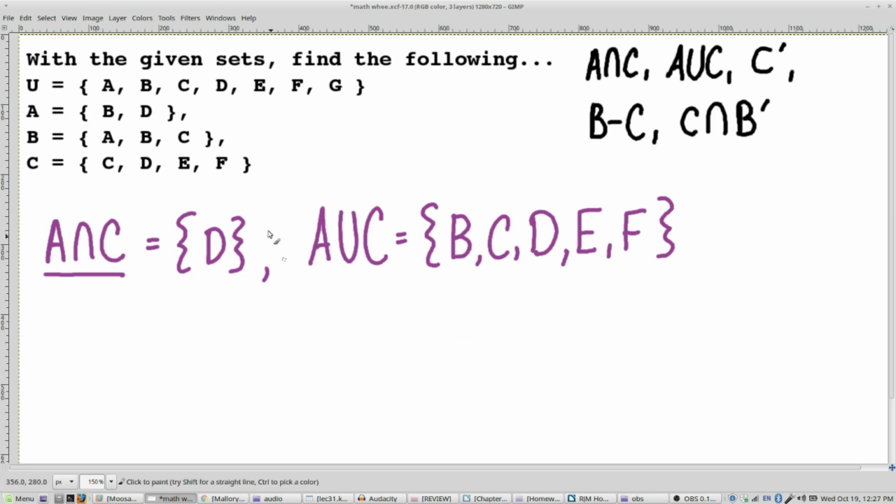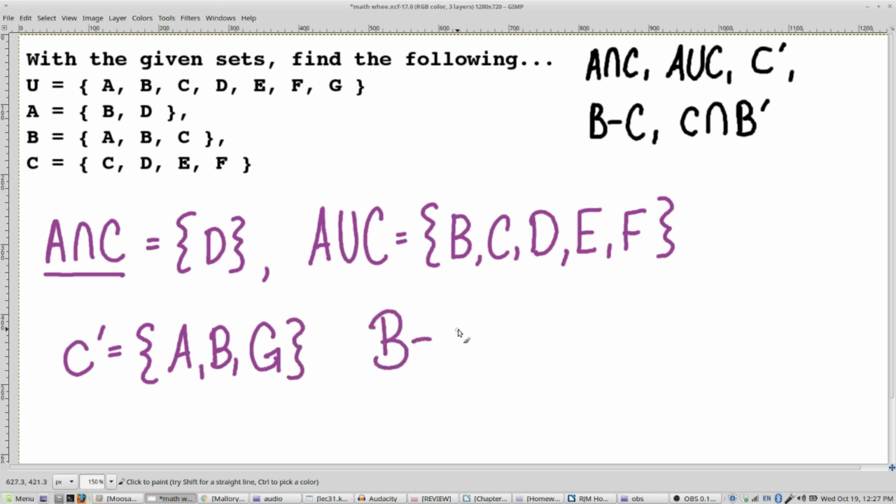Okay, so let's look at C prime. C prime is going to be everything that's in the universe that is not in C. So we have A and B in the universe, but we're going to skip whatever is shared with C. So C, D, E, F, not in there, and then we'll have G. So that's C prime. Let's look at the difference between B and C. So what does B have that is not in C? So that will be A and B. So we're just removing that C.